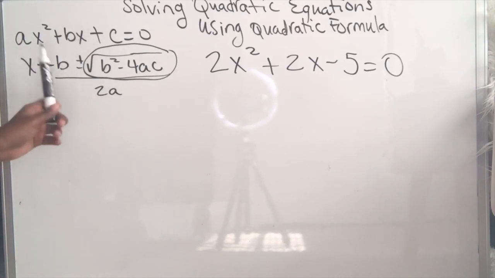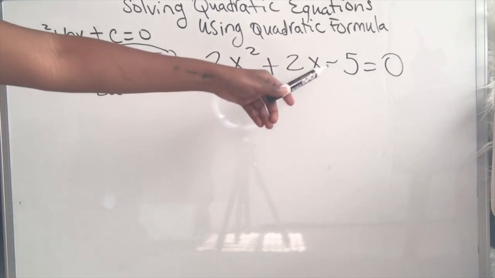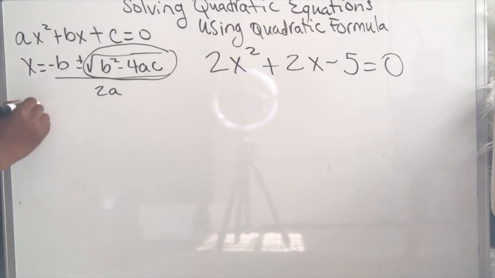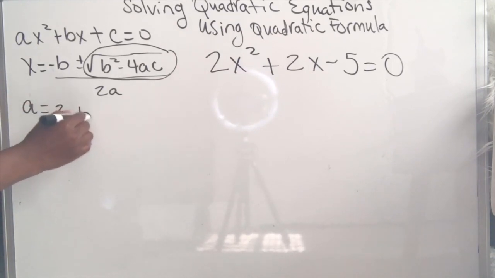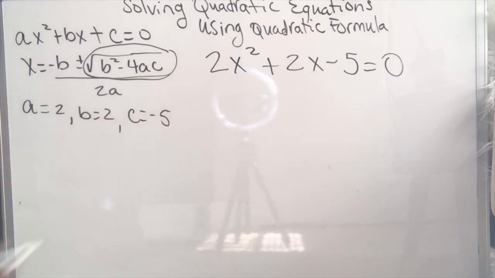Alright, so we have our equation 2x squared plus 2x minus 5 equals 0. As you can see, it's written as a quadratic equation. So what I like to do to solve my problem is start by writing down what my a, b, and c are equal to. So my a is equal to 2, my b is equal to 2, and my c is equal to negative 5.